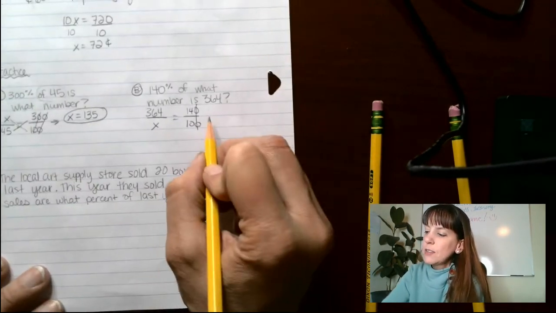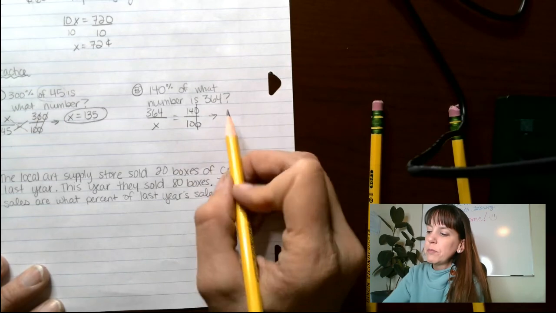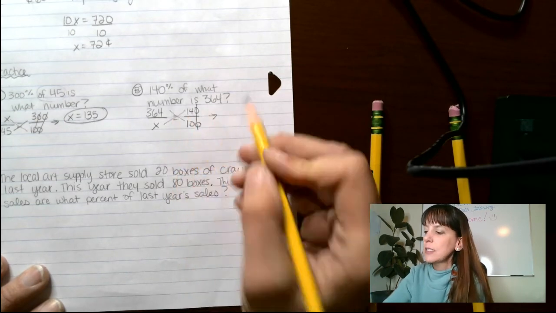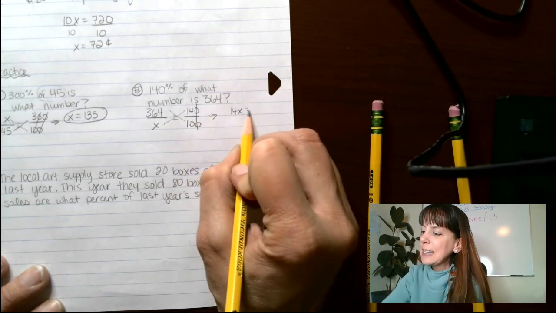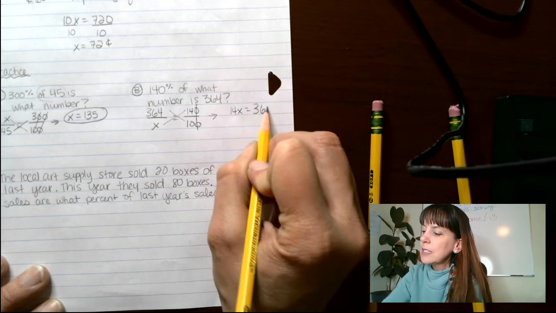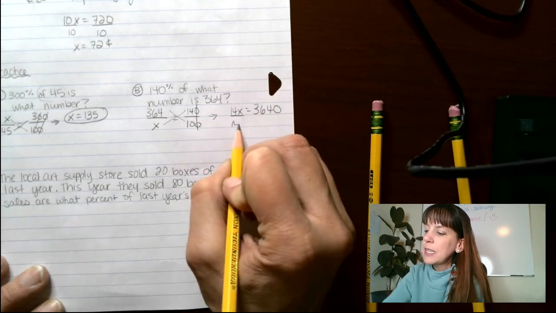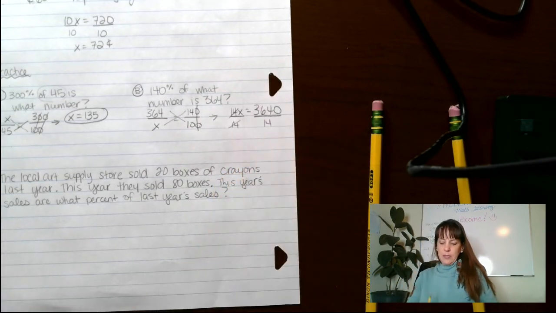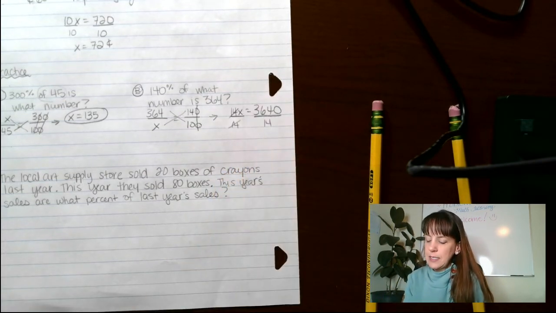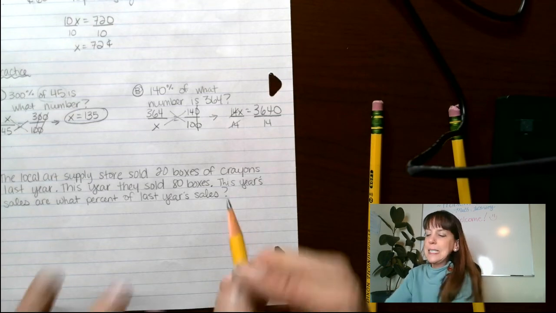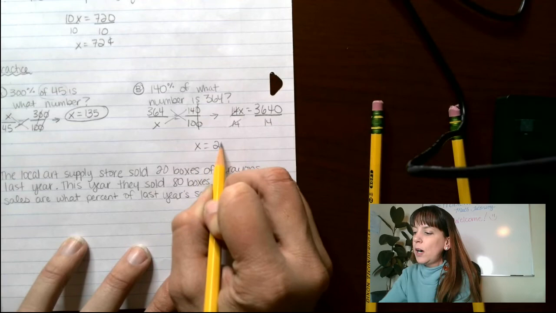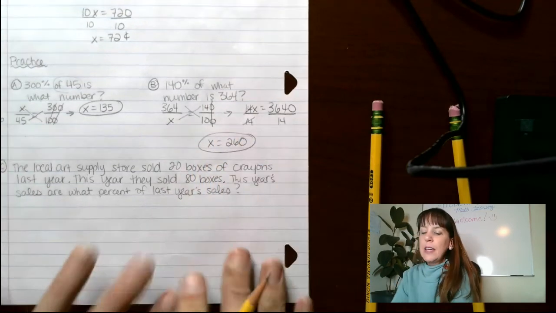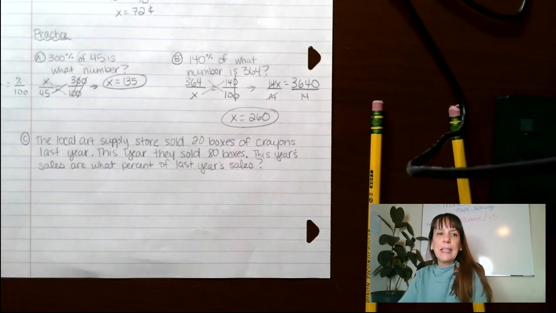364. So we are going to get, I'll put this over here, cross multiply. This times this equals this times this. 14X equals 3,640. Divide both sides by 14. Cancel out, cancel out. Divide by 14. We've got 3,640 divided by 14 gives me 260. So X equals 260. All right, last one is this guy right here.